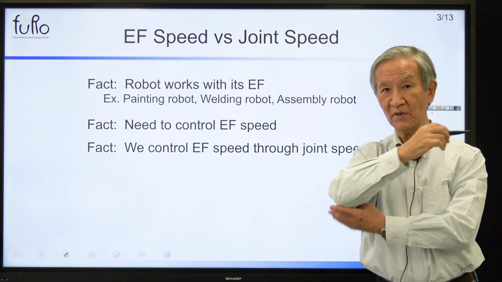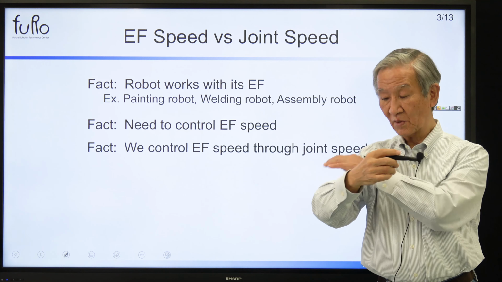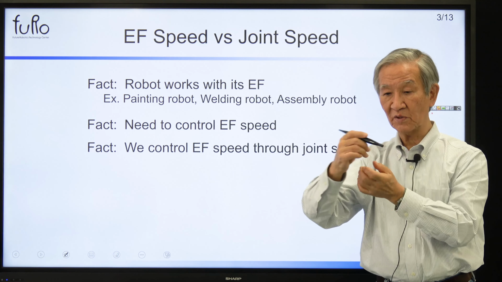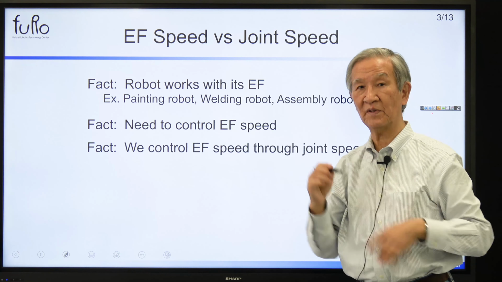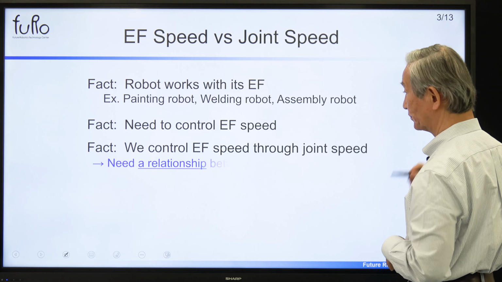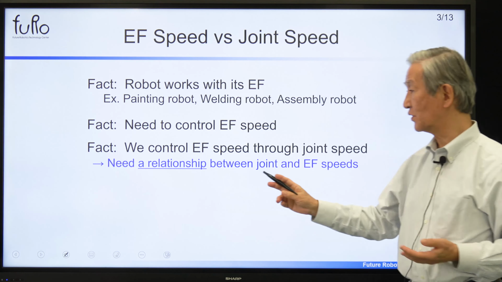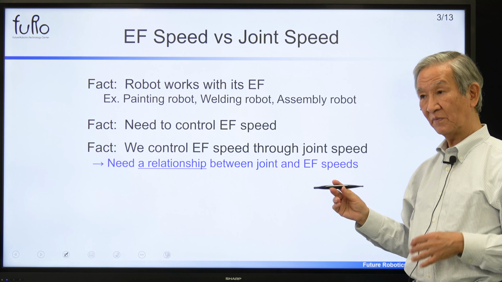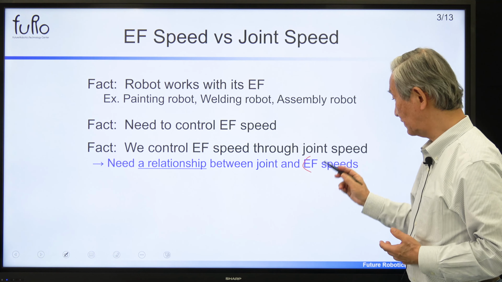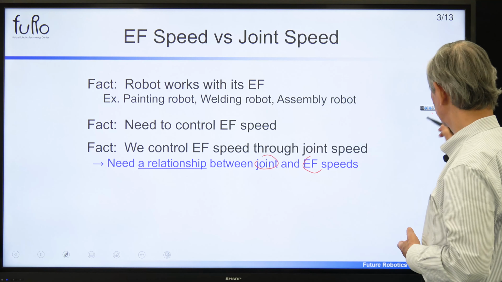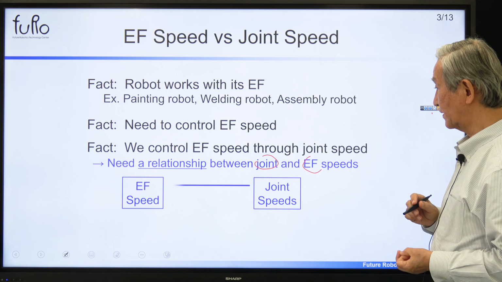How? Of course, joints. Joints are the ones we directly control. So by controlling the speed of the joints, we control the speed of the end-effector. To do that, we need a relationship between joint and EF speed. If you do have a relationship, you can use that relationship to control EF using joint.